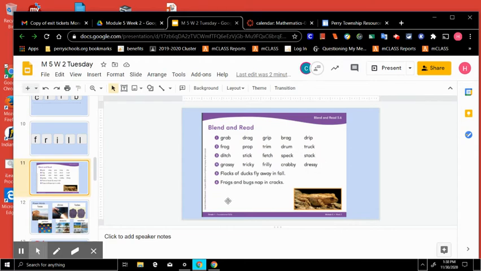In line 5 and 6, you can go ahead and pause your computer and read those sentences to somebody sitting next to you or yourself.